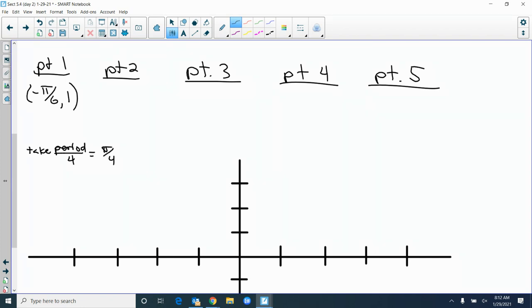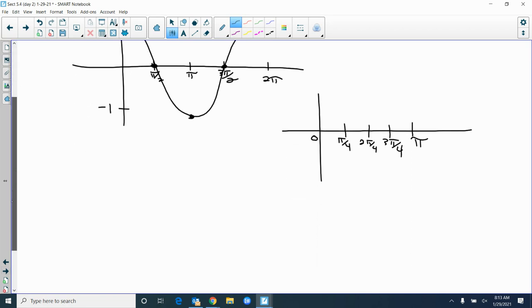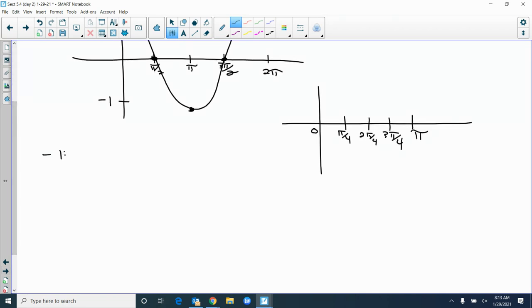And that is what you add to the x coordinate. So you add pi over 4 to that, because from the first point to the last point has to be a distance of pi. Well, sometimes it's not very nice points, and that's okay. So really, you're taking negative pi over 6 plus pi over 4. And we've got to figure out what that is.